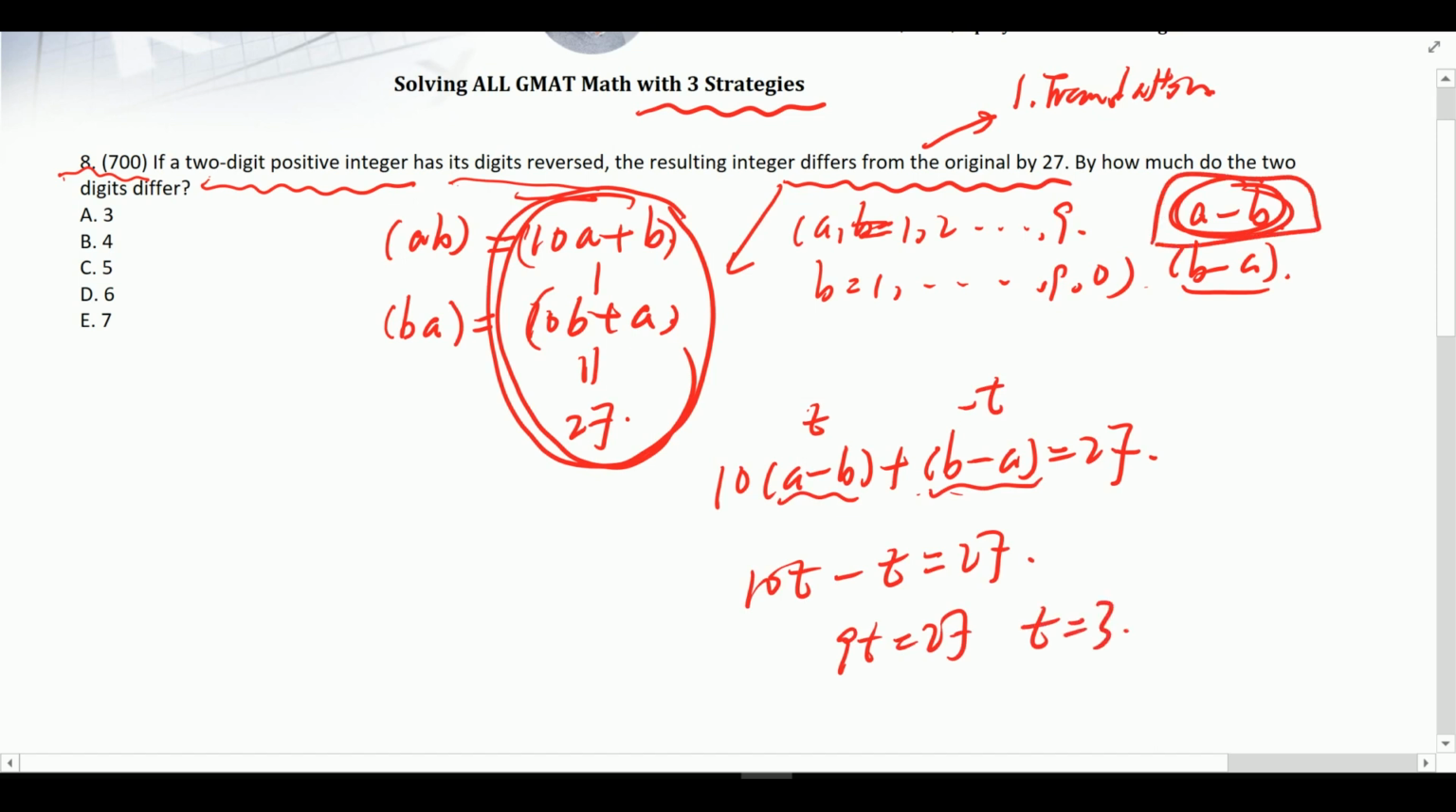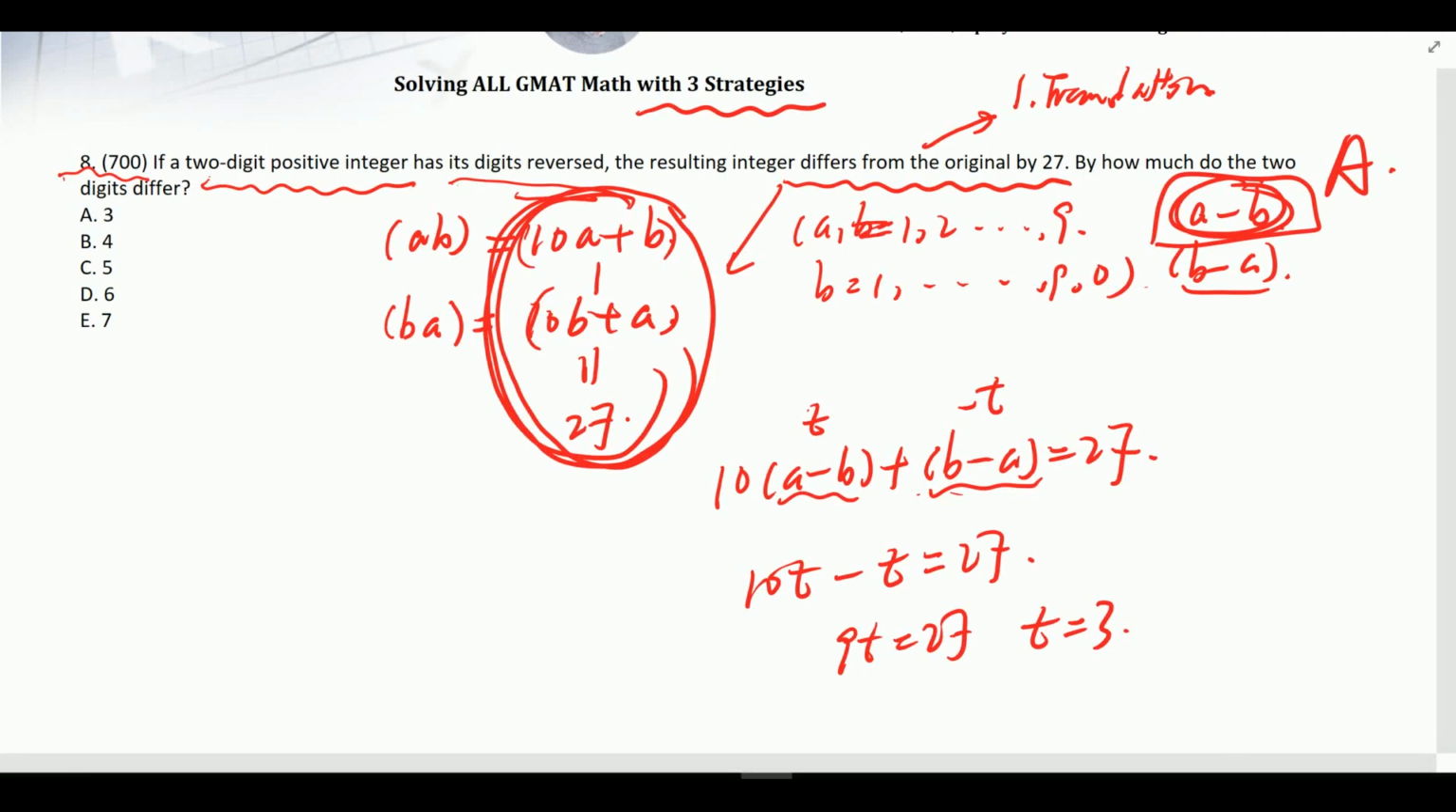So therefore for this question we choose A. Is that easy? All I did is translate the question into the mathematical language, and it becomes an equation afterwards. Remember, use the letter to represent the unknown. That's the basic in translation.